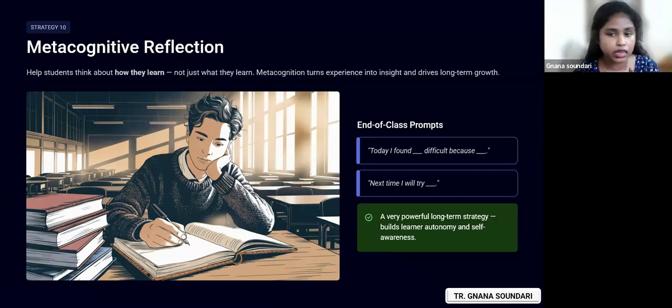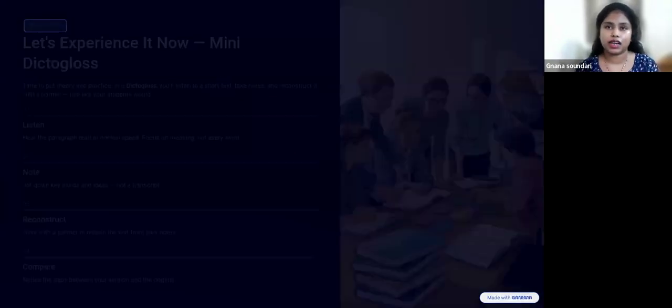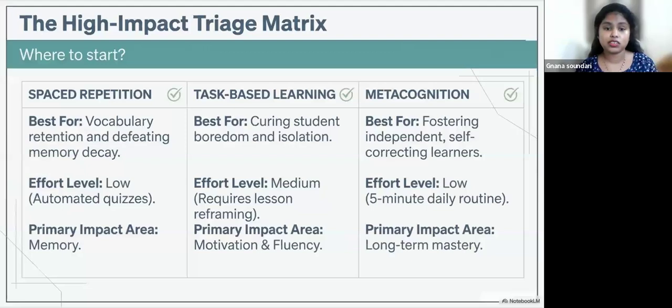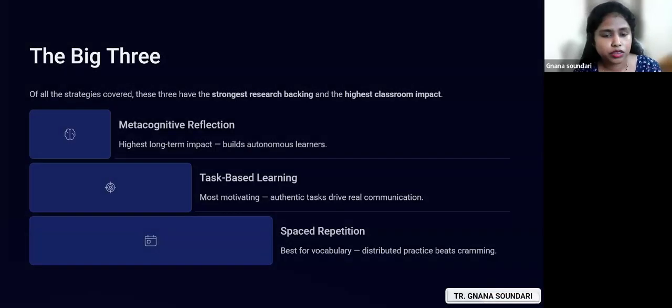Really, I'm telling you, I'm not adding any workload to you, but I'm telling you to replace your old methodologies. That's all. The three important strategies are spaced repetition, task-based learning, and metacognition. From these 10 high-impact strategies, spaced repetition is important for teaching vocabulary, task-based learning is very important, and metacognition anybody can do. So that's the big three.